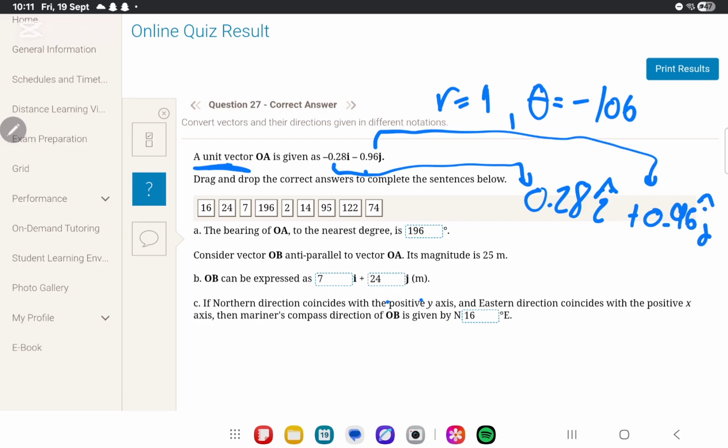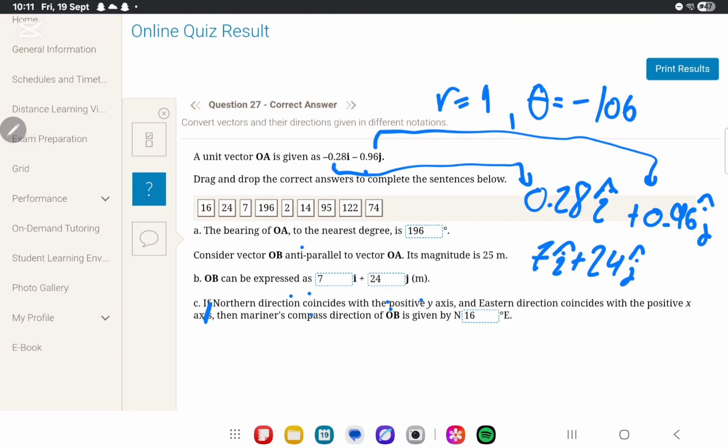However, look, they said the magnitude is 25, and you know what this is? These coordinates are for a unit vector OA. So what we're gonna do? We're gonna multiply by 25. We're gonna multiply by the magnitude to give me the actual coordinates of the vector. So 0.28 times 25, 7, 7i plus 0.96 times 25, 24j.